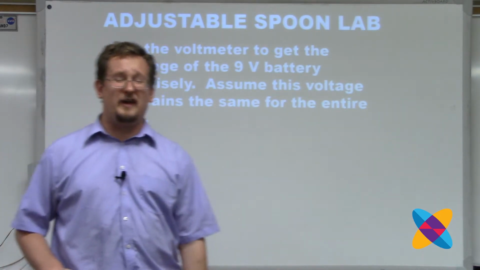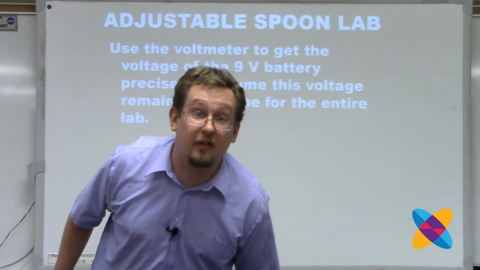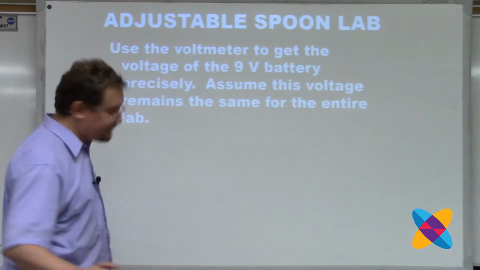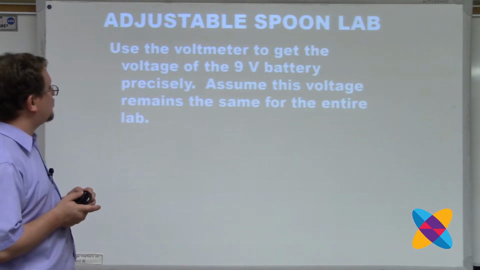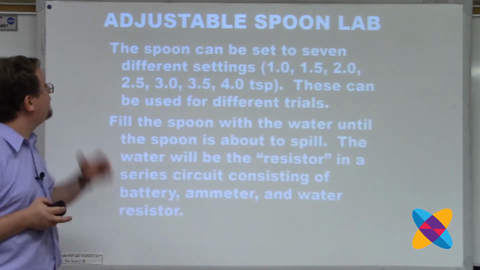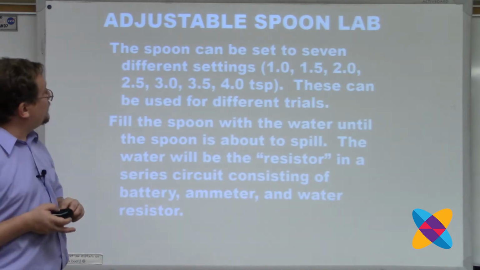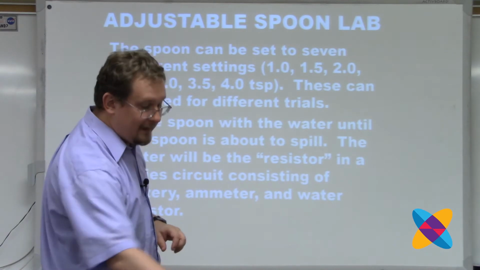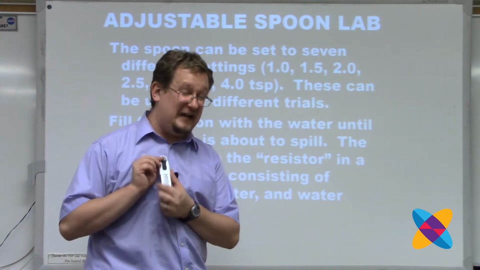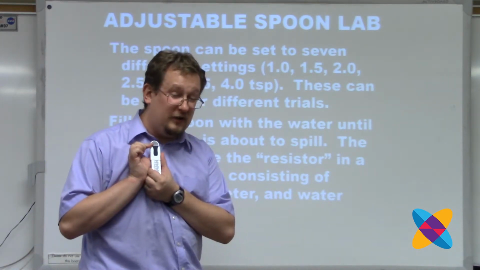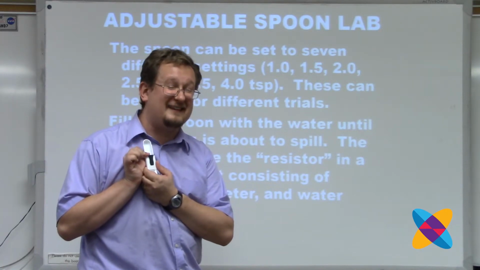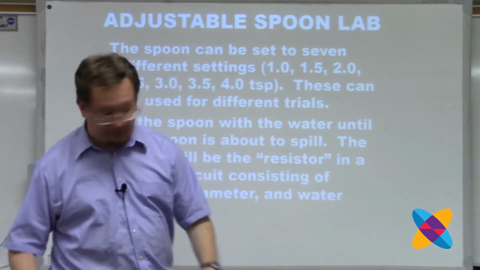Don't be surprised if your 9-volt batteries are a little generous on the voltage. Just don't be surprised. All right, you're just going to get that voltage. We're going to assume that voltage is the same for the entire lab. What we're going to do is set the spoon to 7 different settings, one for each trial. Setting for trial 1, 2, 3, 4, 5, 6, 7. We're going to try the spoon at different settings.